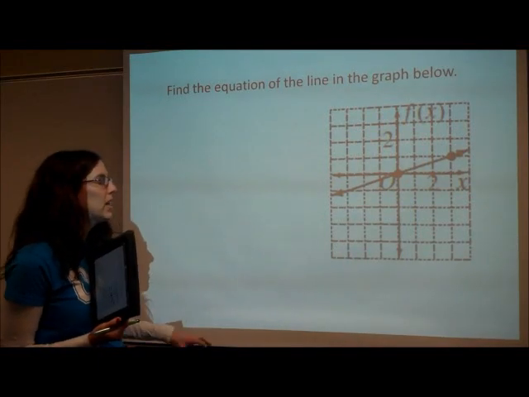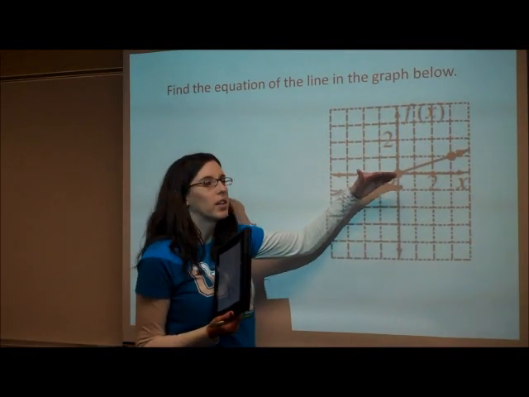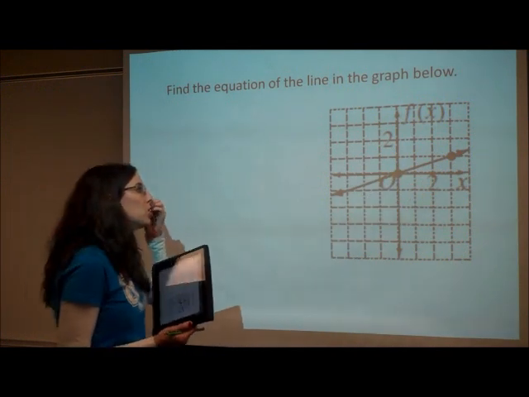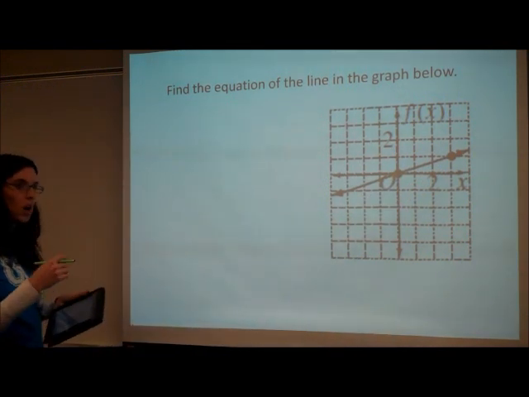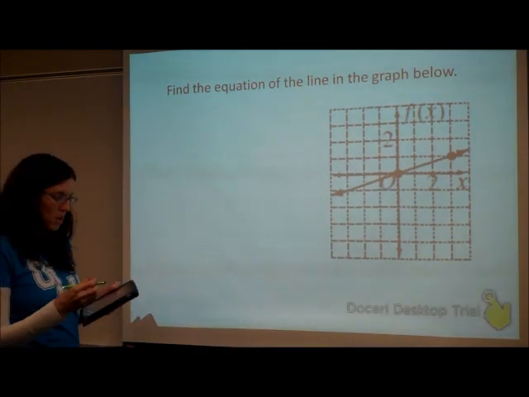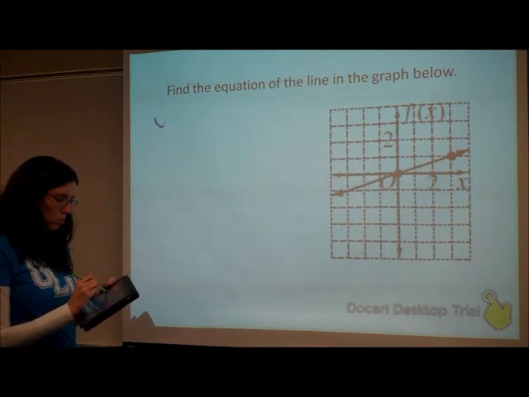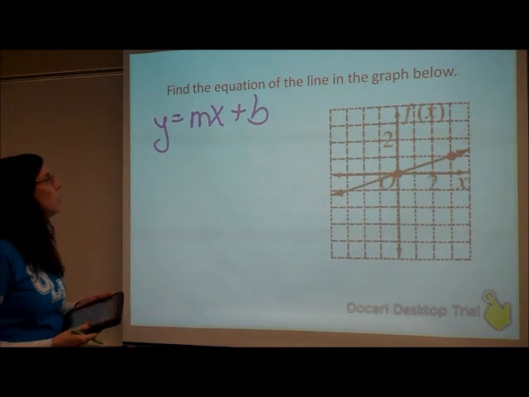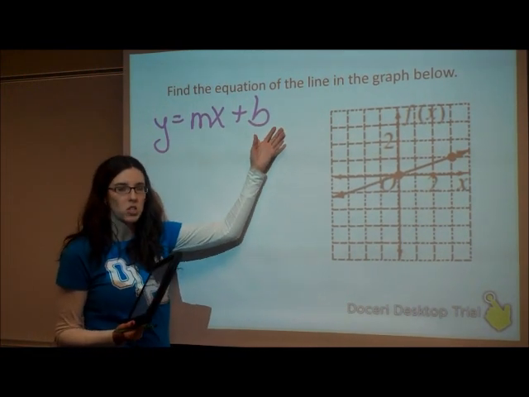Going to look at finding the equation of a line from its graph. So again, we're looking for our slope-intercept form. So we want to use y equals mx plus b. M is our slope, b is our y-intercept.